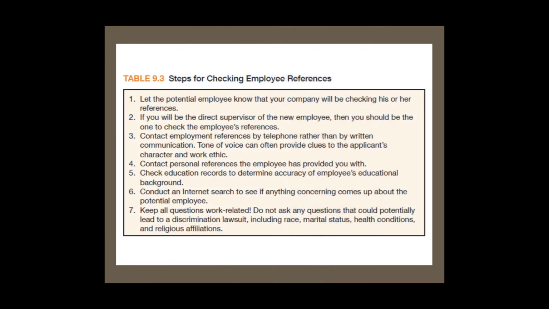Here are, reproduced from the textbook, some steps for checking employee references. You'll notice number 7: keep all questions work-related. Do not ask any questions that could potentially lead to a discrimination lawsuit, including race, marital status, health conditions, and religious affiliations. Got to be careful, and in fact, we have a video later on in this module about some of the legal constraints on HR management, and this is one of the things you have to be very, very careful with.